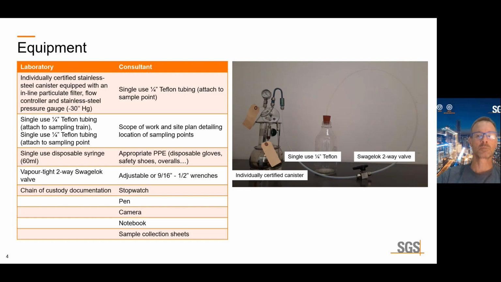The laboratory will also supply chain of custody documentation, which will need to be completed and submitted together with samples that are sent to the laboratory. The consultant will need to supply a short piece of 1/4-inch Teflon tubing, which will connect to the sampling point, as well as all other materials required for sampling.